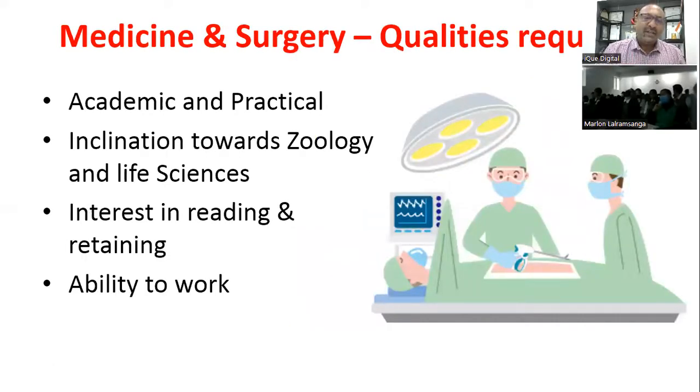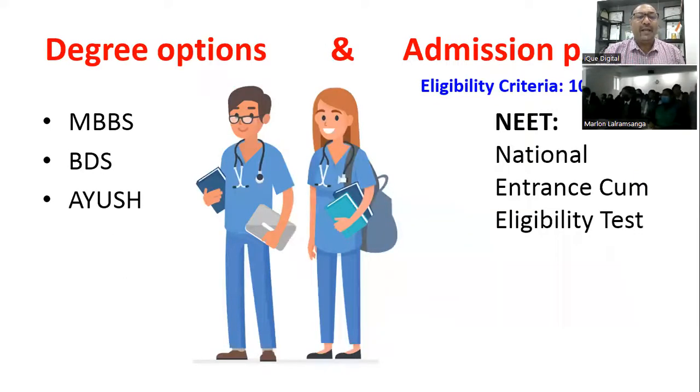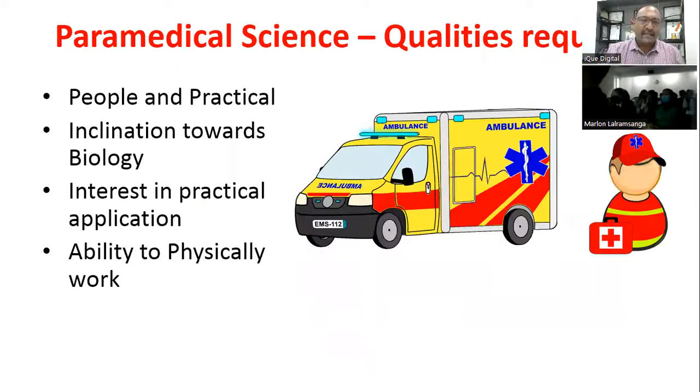Coming to medicine and surgery, again, which is very common. If you are a combination of academic and practical orientation, your inclination is towards zoology and life sciences, interest in reading and retaining, and you have the ability to work, then you can obviously go for an MBBS. You can go for dentistry, BDS, and you can also go for any of the 4-5 areas of Ayush, that is Ayurvedic medicine, Yogic medicine, Unani medicine, Siddha medicine, and homeopathic medicine. Eligibility criteria you all know is 10+2 PCB, and the common entrance exam for all of them is National Eligibility Cum Entrance Test, NEET.